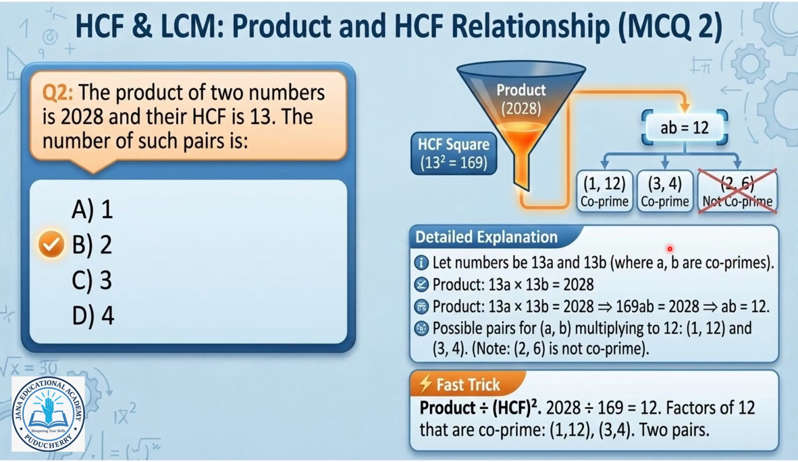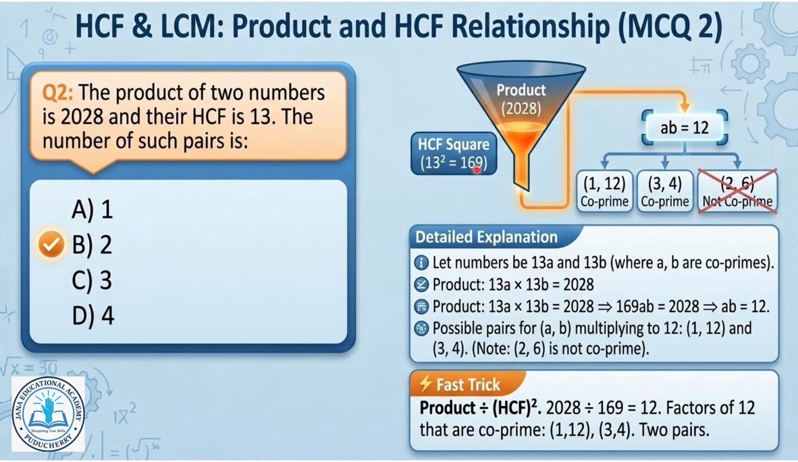So what are the possibilities of AB equals 12? A may be 1 and B may be 12, so 1 into 12, 12. Or another chance is A may be 3 and B may be 4, 3 into 4, 12. Or 2 into 6, 12. So there are three possibilities. What they are asking is the number of such pairs.